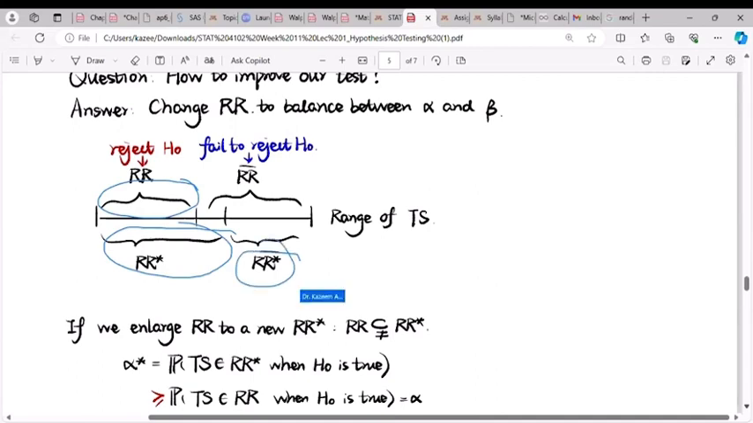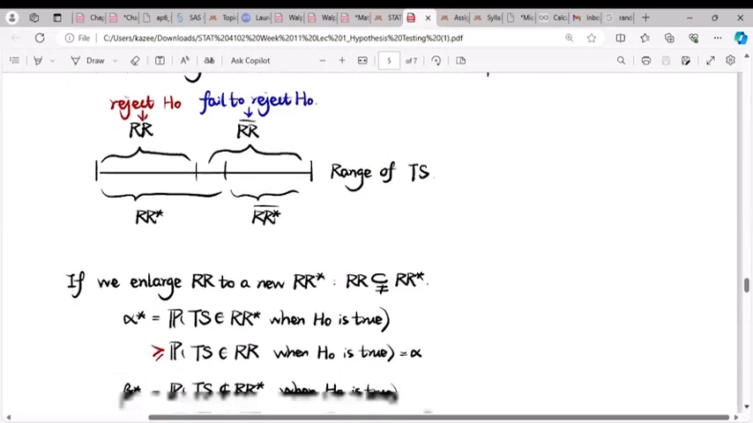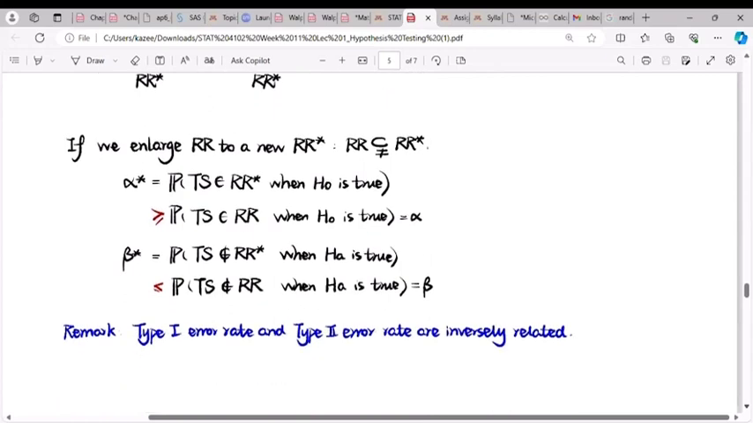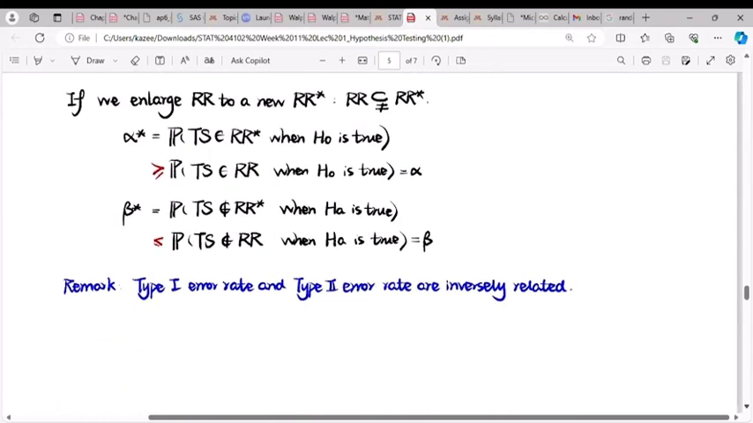This is the old rejection region. This is the new rejection region. This is the old acceptance region. This is the new acceptance region. Take a look at that. Which means if I increase my rejection region, I would automatically reduce my acceptance region. Now let us look at the effect of that on the type 1 and type 2 error.